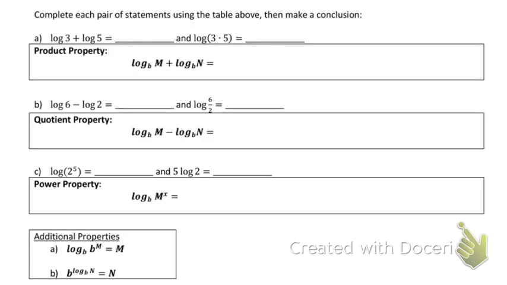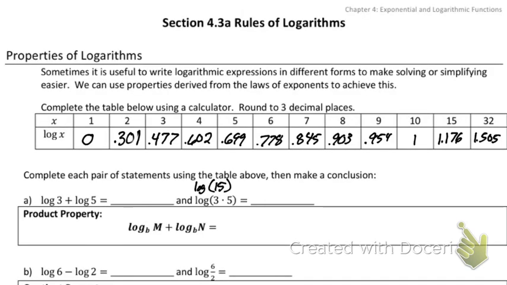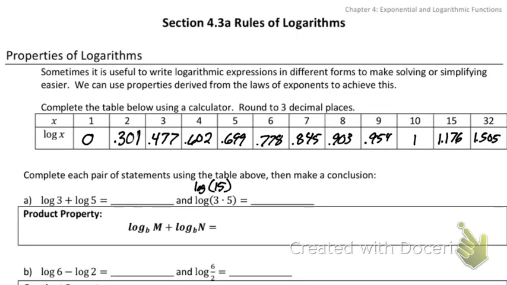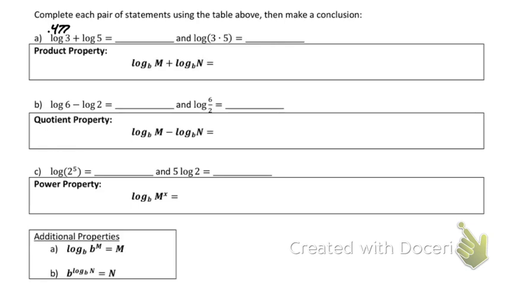All right, so for our very first one, we are supposed to take log of 3 plus log of 5. Well, log of 3 is 0.477. So what we should be doing is 0.477 plus log of 5. Log of 5 is 0.699. What does that equal when I add those two things together? Someone, anyone. Teresa. Say that again.